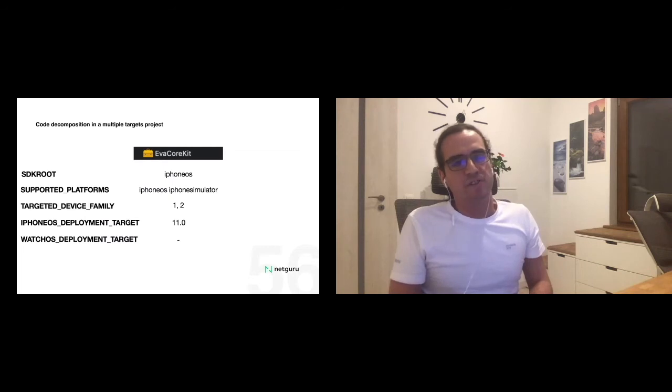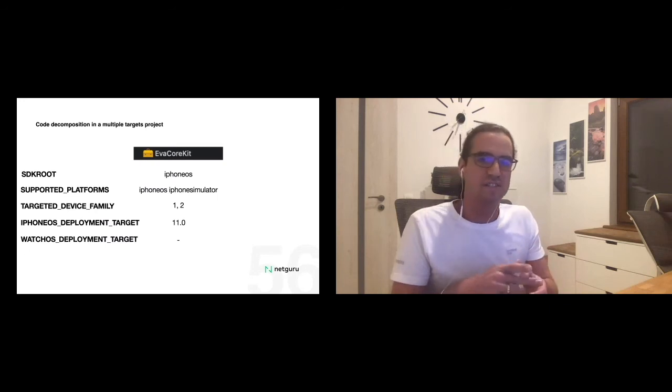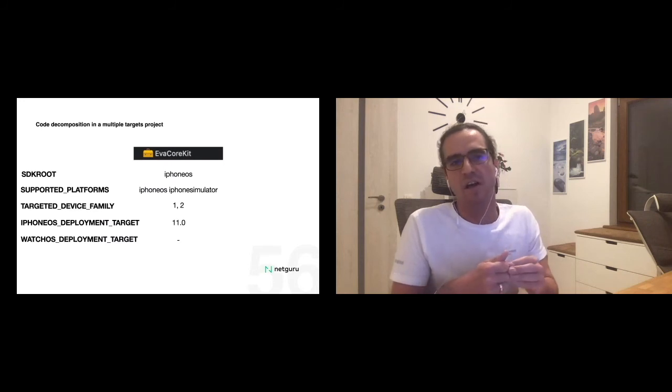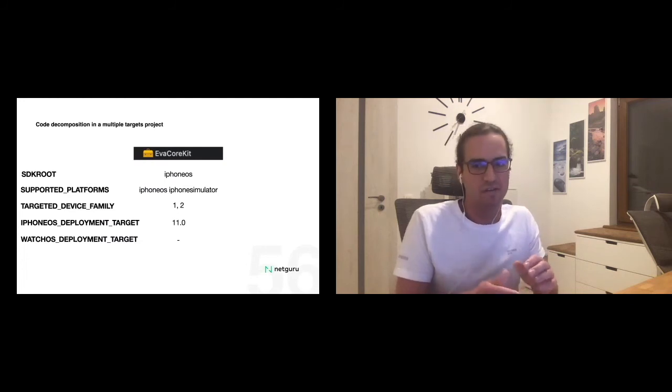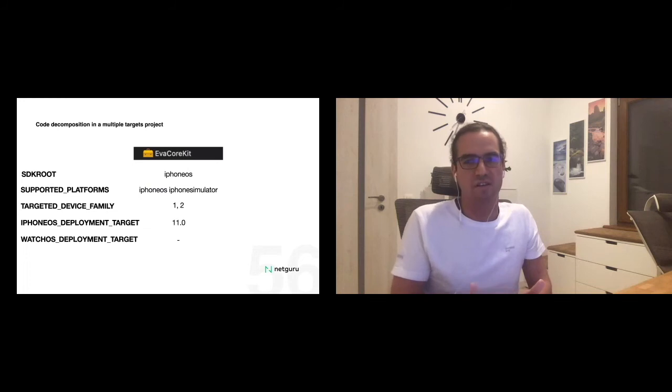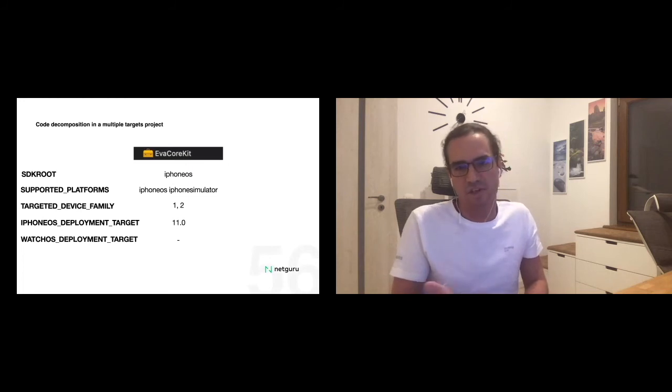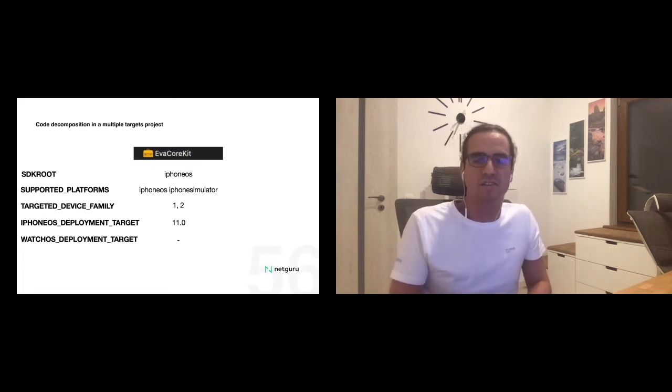Eva CoreKit is a dedicated framework that supports only iOS, iPhone devices, and simulators. That's why you can see the supported platforms set to iPhone and iPhone simulator. It supports target device family 1 and 2, and this basically means that it supports iPhone and iPad because they share the same operating system. And we support iOS 11. That's why here you can see the iPhone deployment target set to 11.